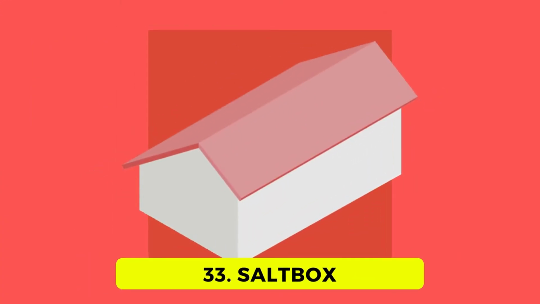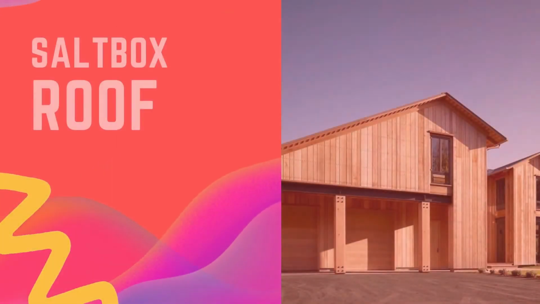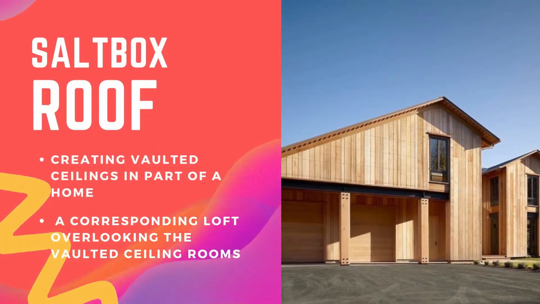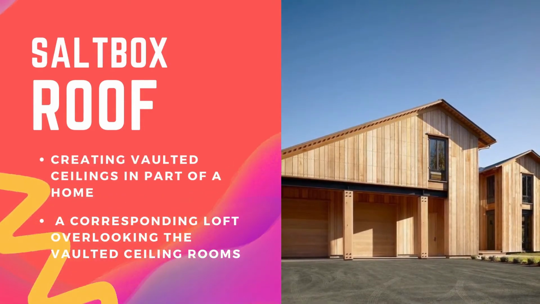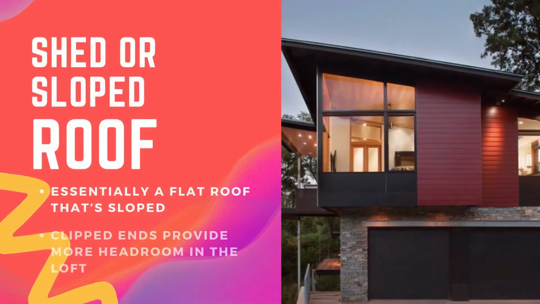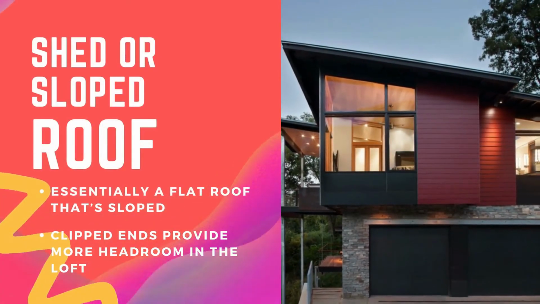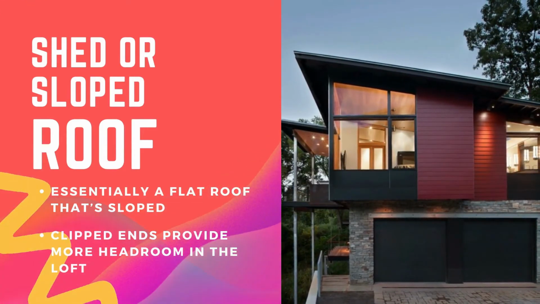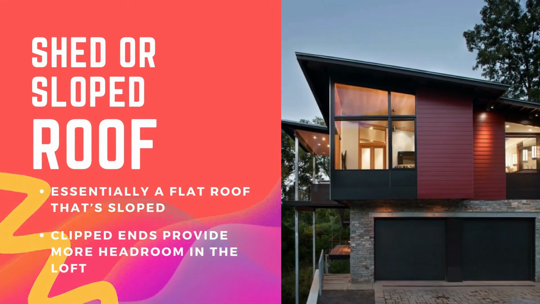33. Saltbox. While not popular, the saltbox roof is great for creating vaulted ceilings in part of a home and a corresponding loft overlooking the vaulted ceiling rooms. 34. Shed or sloped roof. The shed roof is a very simple roof. It's essentially a flat roof that's sloped. It allows for vaulted ceilings or an upper floor for part of the home, depending on the slope and design of the home. Additionally, the clipped ends provide more headroom in the loft than a traditional hip roof.